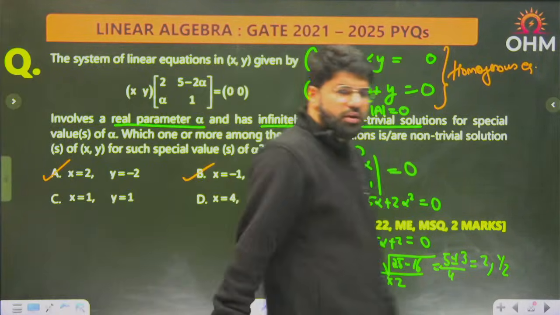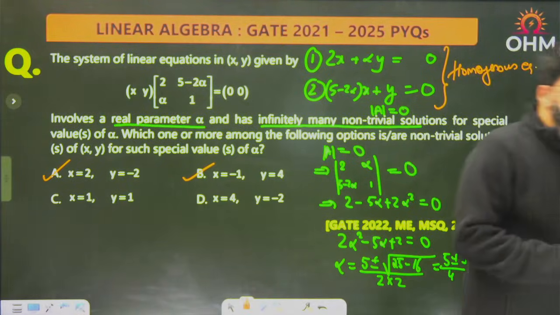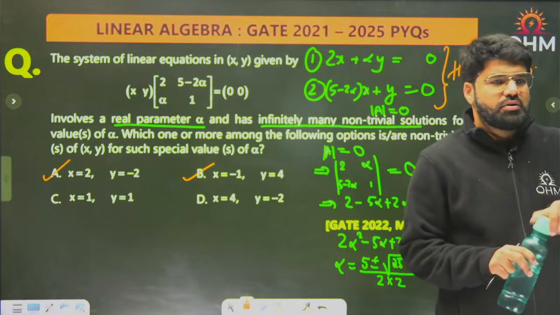Tell me any doubt here. Yes, correct. One solution is for one value of alpha, another solution is for another value of alpha.